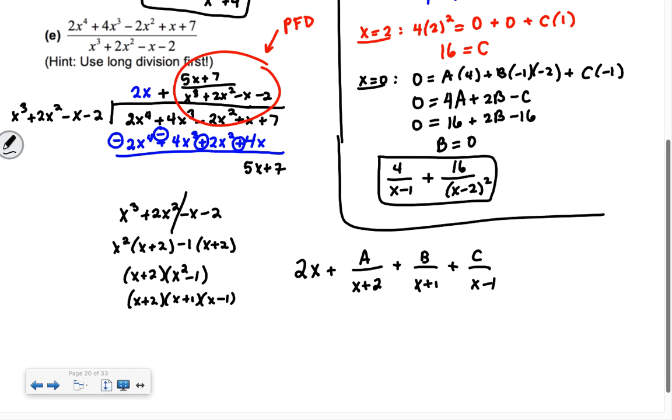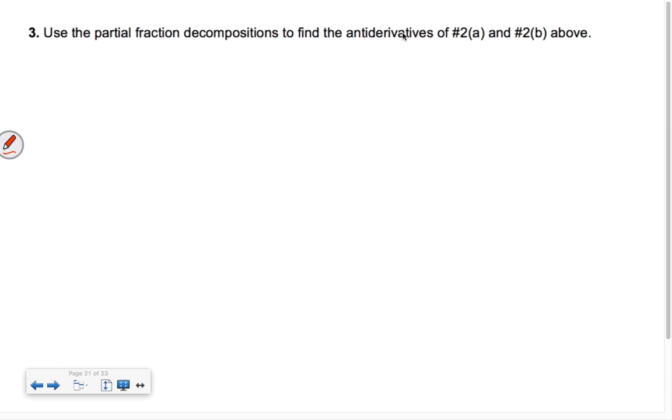And then you can continue from there. Really, all you're worried about is this portion right here. You can ignore the 2x till the very end. Can I write etc. and you're good to go? All right, so then the last little bit says, well, how do you find the antiderivatives of these things? So that's what I was kind of talking about.